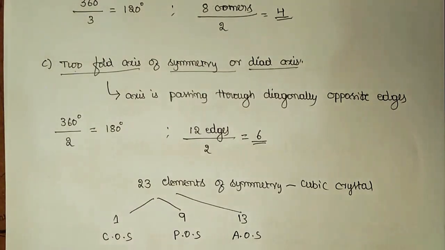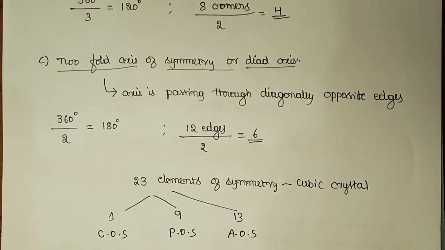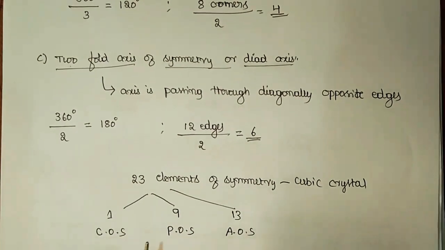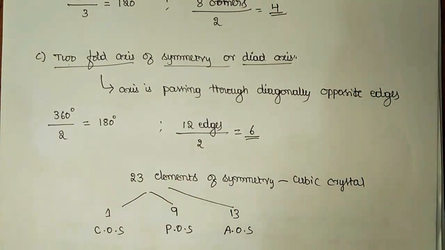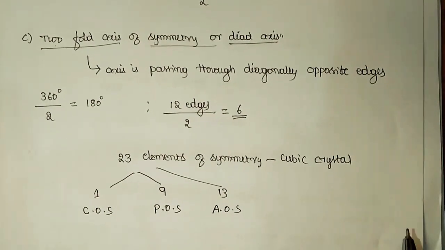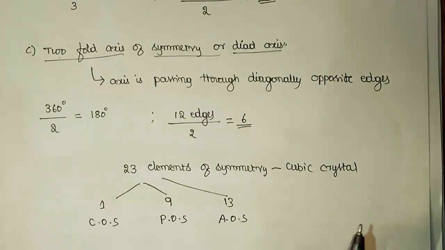And now we shall see the number of planes of symmetry, number of axes of symmetry, and number of center of symmetry. Not the number of center of symmetry. I said while discussing the center of symmetry, each and every crystal system will have only one center of symmetry. There may be a different number of planes and axes of symmetry, but only one center of symmetry is possible.